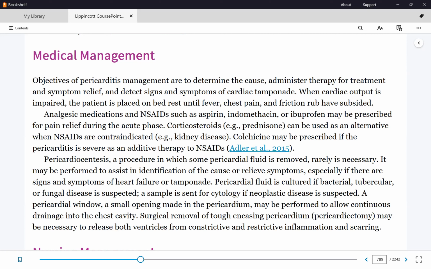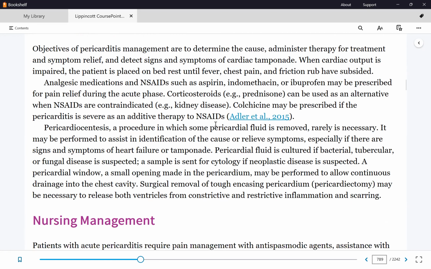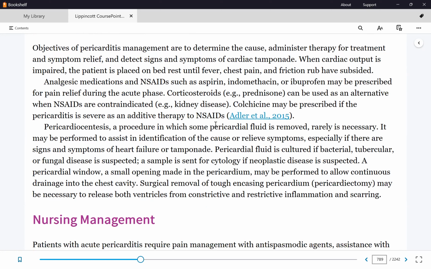Colchicine will also help. Colchicine is normally given for gout, but patients respond well to colchicine for this type of chest pain. Now, here's the management. If the patient does have cardiac tamponade, the patient will have to have emergency pericardiocentesis. Now, what is this procedure? This is the insertion of an 8-inch, 14 to 16 gauge needle.